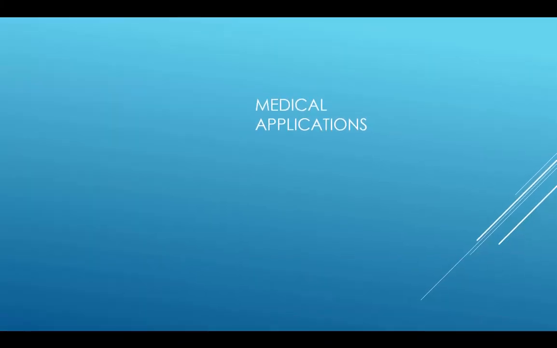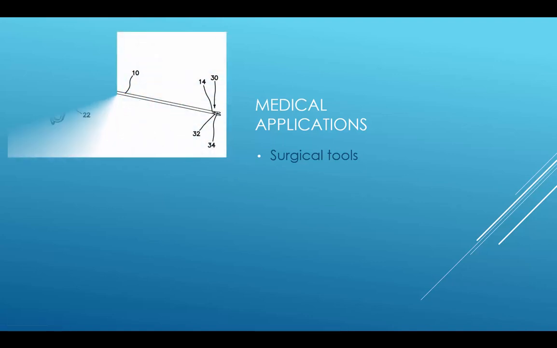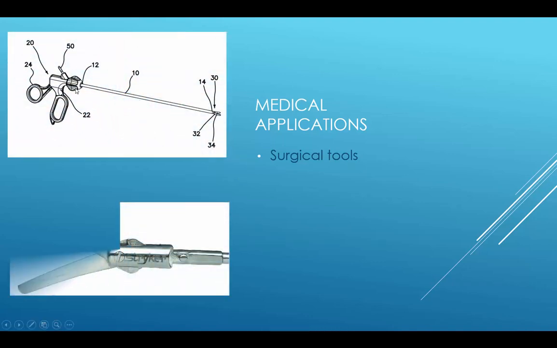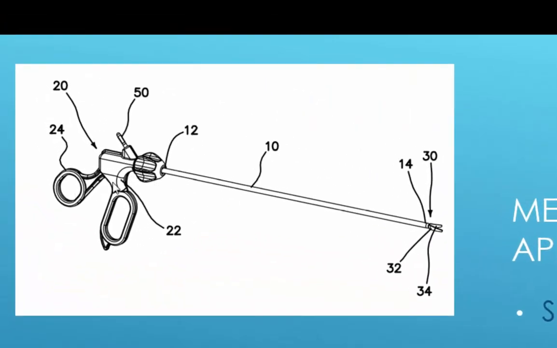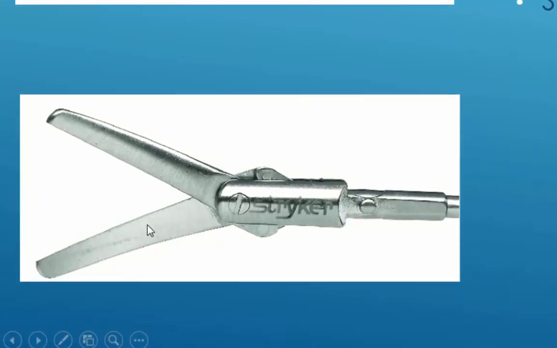Medical application, something I'm a little familiar with. We use columns in surgical tools. Here's a surgical tool that is a scissor, and as this moves back and forth, a rod inside moves back and forth, moving these blades back and forth, and as the rod is pushed into compression, it becomes a column.